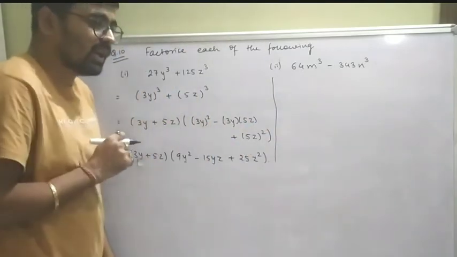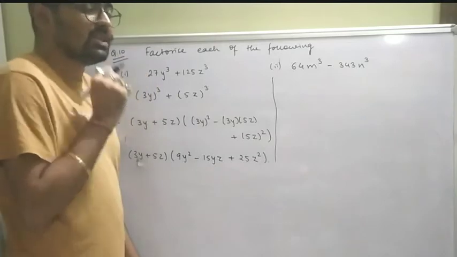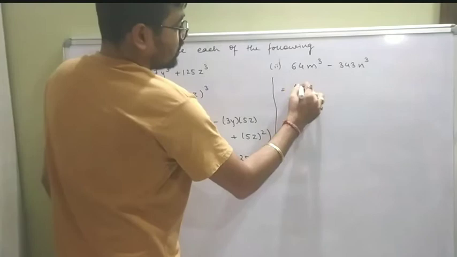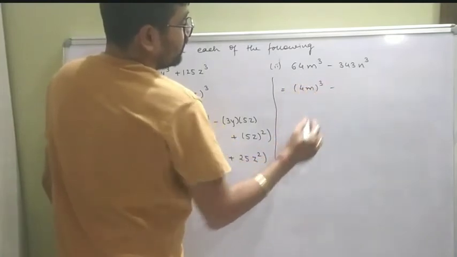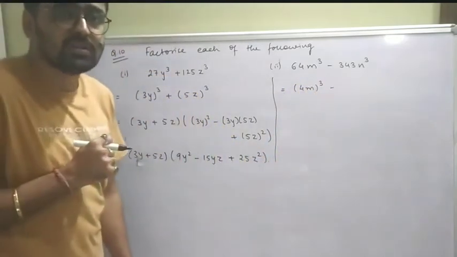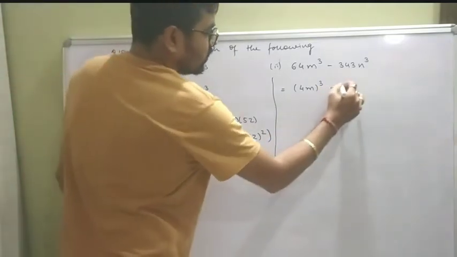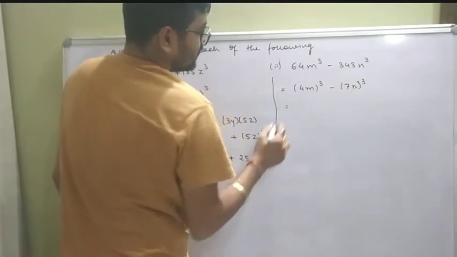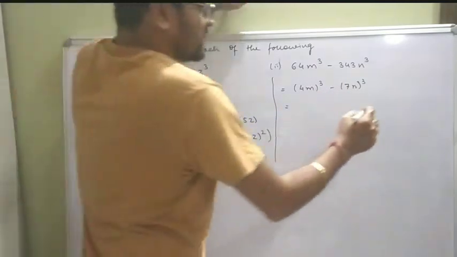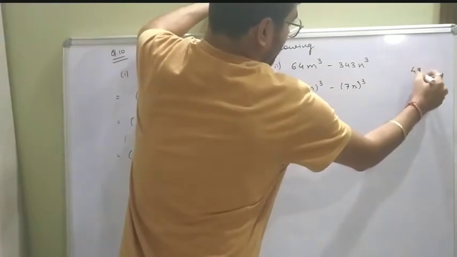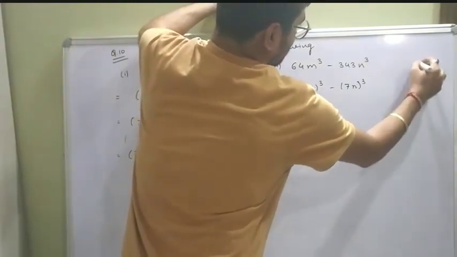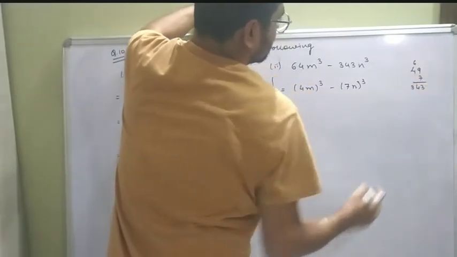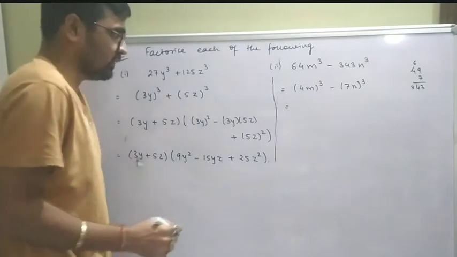Now first of all, think like this. Whose cube is 64? If we find that, then the problem will be solved. So 64 is the cube of 4, so it becomes 4m cube minus 343. 343 is the cube of 7, so 7n cube. Am I right? So let's check, it is 7 only, right? 7 sevens are 49, 49 times 7 is 343. So I was correct. So it is 343.